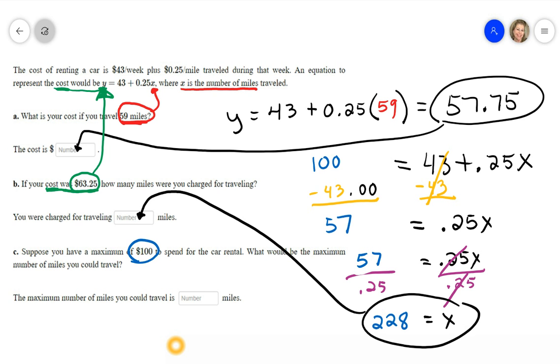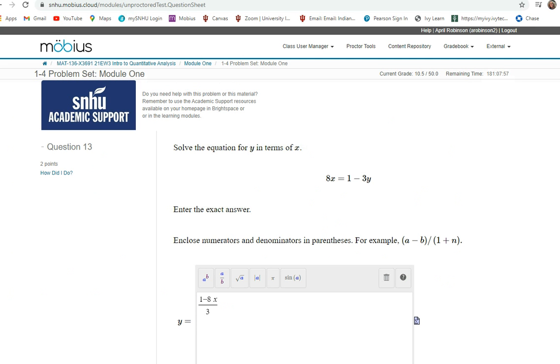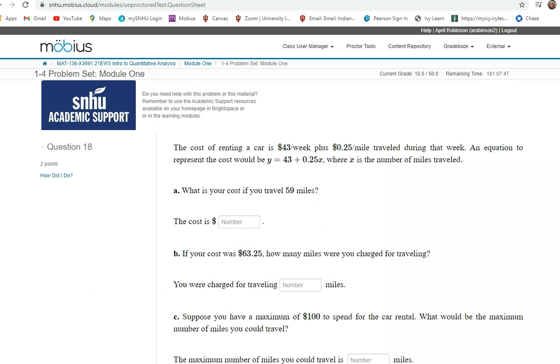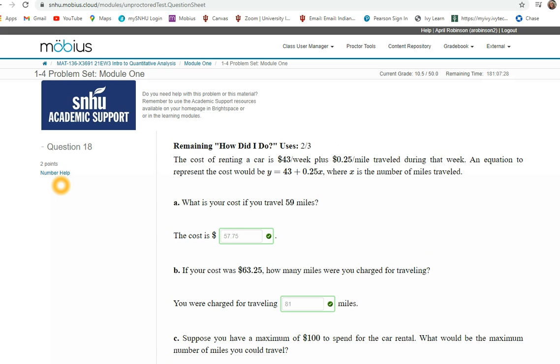So I'm going to go back to Mobius and just double check, make sure I got everything right. Whoops, I had switched my question. This was number, oh crapola, 18 was it? Yes, there it is. Okay, so my first answer was 57.75. My next answer was 81, and my last was 228. Do I get all greens on this? Yeah, green, green, green. All right, so that's how you do that problem.